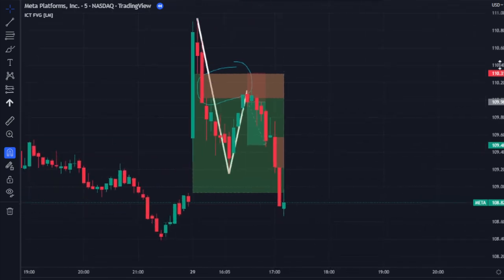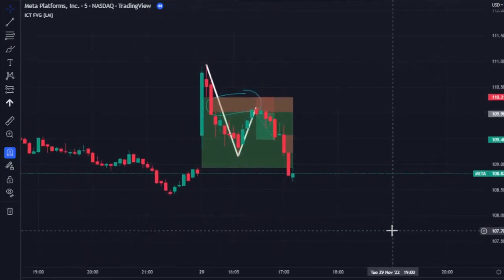Now that you understand fair value gap, let's see the next indicator.